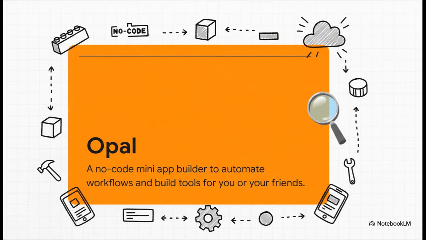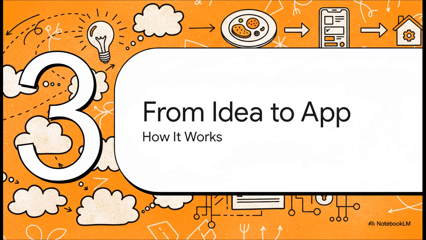So what in the world is Opal? Well, it's a no-code mini app builder. Let's break that down real quick. No-code means you don't have to be a programmer at all. And mini app means it's perfect for building simple, focused little tools just for you or maybe for a few friends.